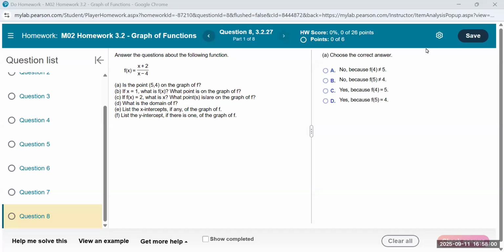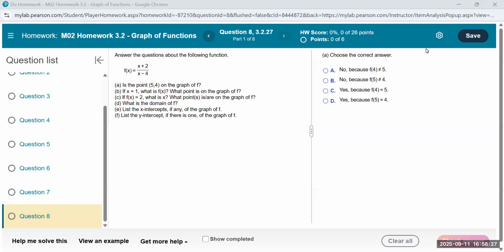Let's look at how to solve this problem on homework section 3.2, graph of functions. On this problem, we have a given function f of x equal to x plus 2 all divided by x minus 4. For the first part, we want to figure out if the point (5, 4) is on the graph of f. How do we do this?